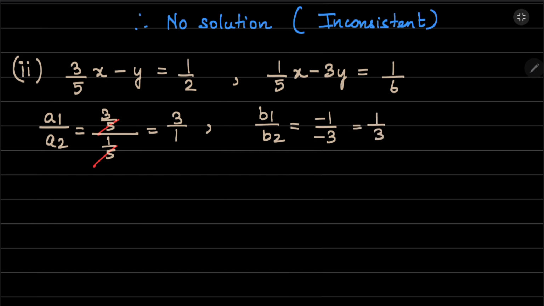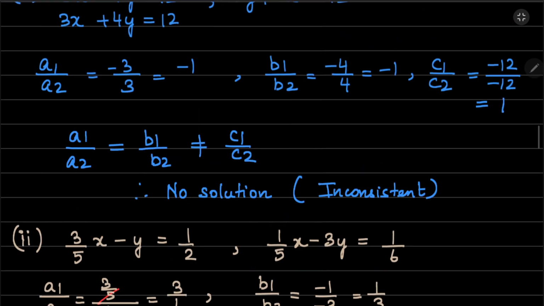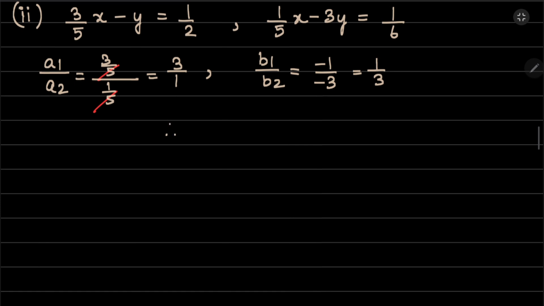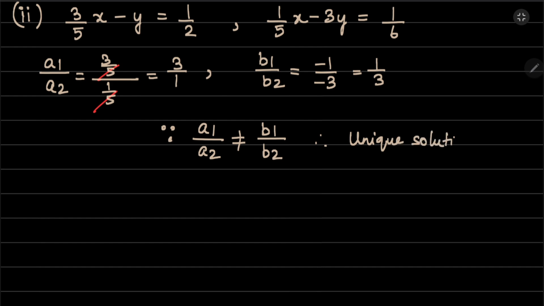Now here itself, when A1 by A2 is not equal to B1 by B2, that is the condition for a unique solution. So since A1 by A2 is not equal to B1 by B2, we can say that the given system of equations has a unique solution. If they have a unique solution, they are consistent. So this given system of equations is consistent because it has one solution. Let's move on to the third question.